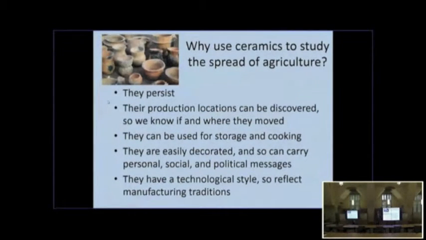They are easily decorated and so carry personal, social, and political messages. So we have a lot of information that comes with them in terms of why they were made and the messages they would carry with them. They have a technological style, and so reflect manufacturing tradition as well. So we can also look at the economy of manufacturing that comes with ceramics. So they're great, right? We just didn't have anything before.